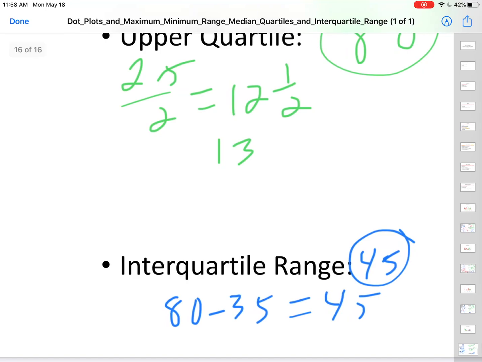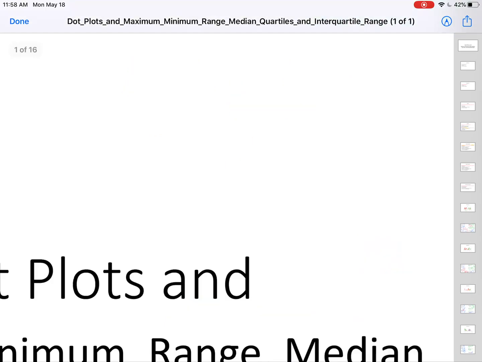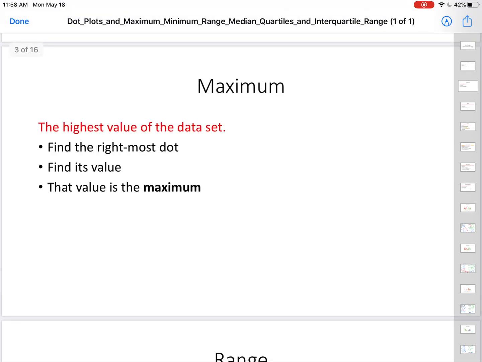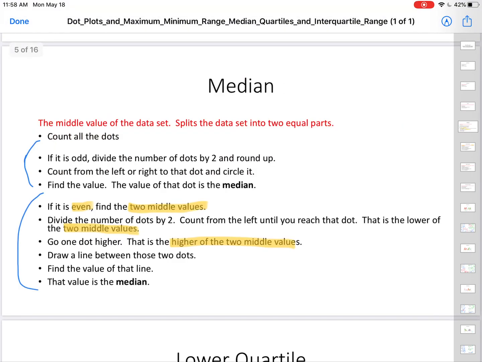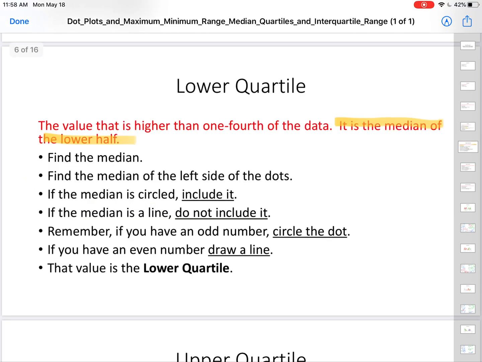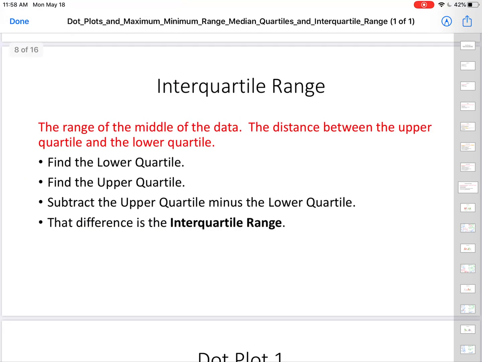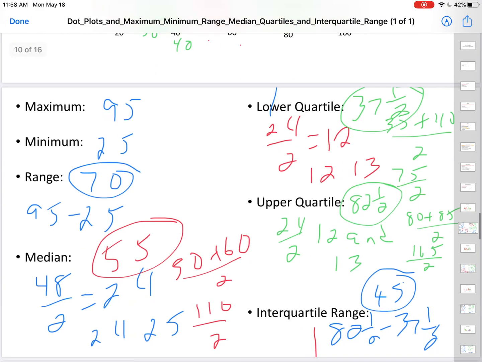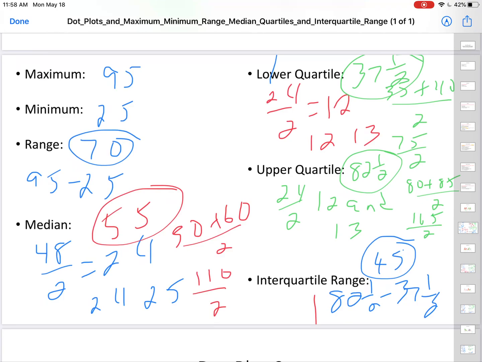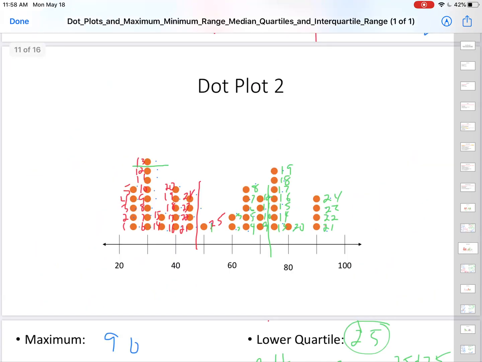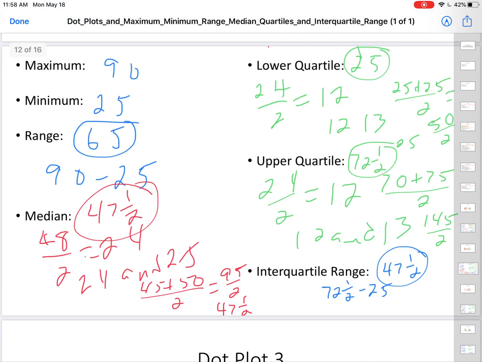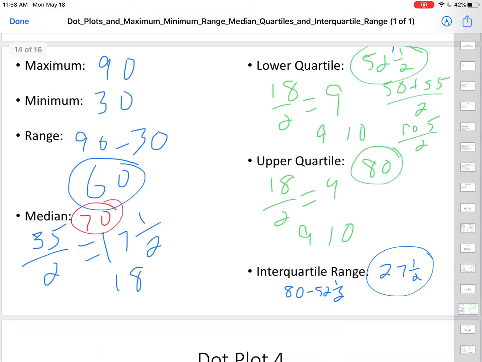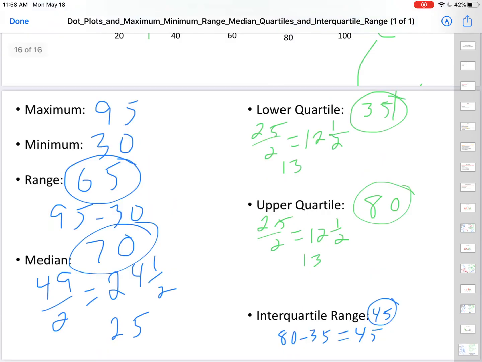So that's how you find interquartile range. So we have minimum, maximum, range, median, lower quartile, upper quartile, interquartile range. Here's what a dot plot looks like. Here's what the work looks like. Dot plot, work. Dot plot, work.